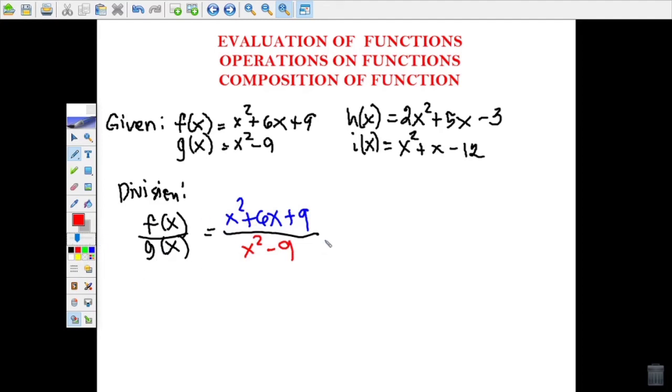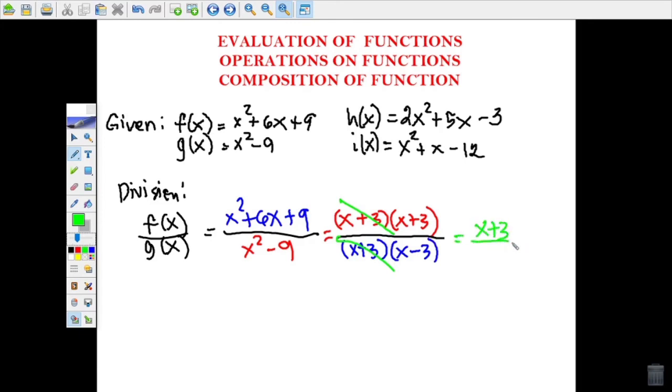So, if we factor the numerator, it would become what? So, x plus 3, then x plus 3. Okay? Then here, halata naman na ang denominator ay difference of 2 squares. So, it should become x plus 3, then x minus 3. Okay? So, meron tayong parehong x plus 3 sa taas, may x plus 3 rin tayo sa baba. So, we can cancel that. So, therefore, the remaining would become x plus 3 over x minus 3. So, the value of f of x over g of x is this. X plus 3 over x minus 3.